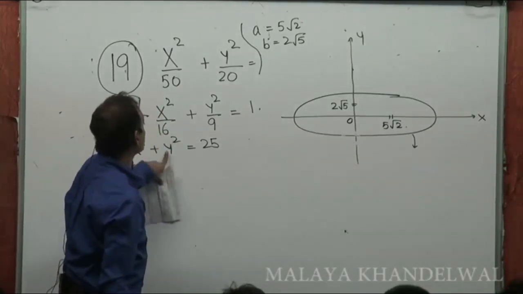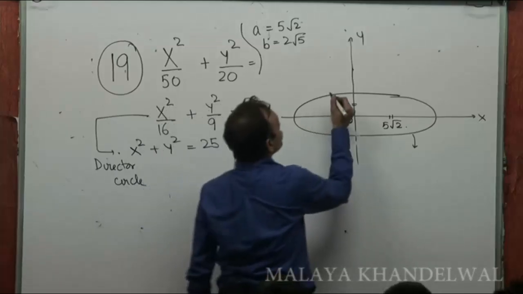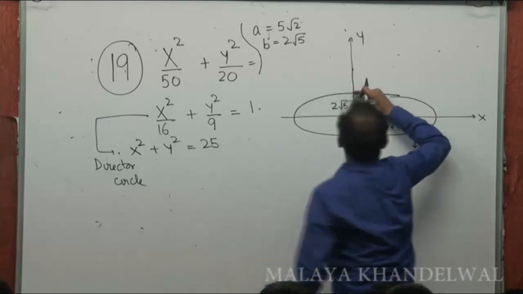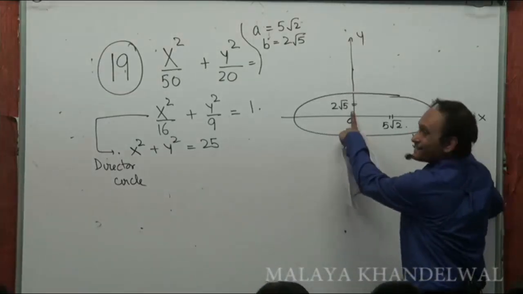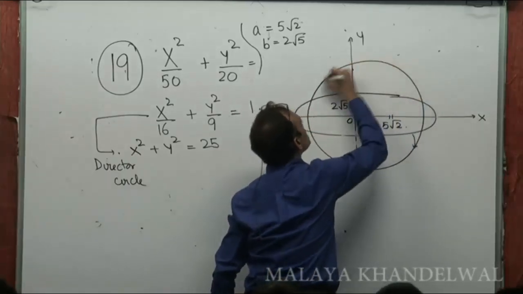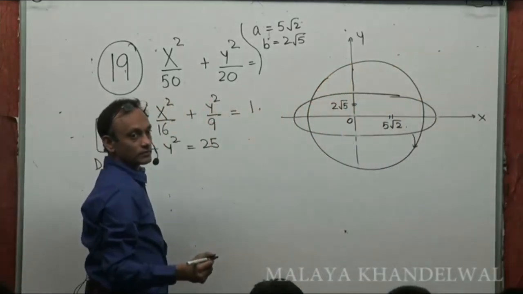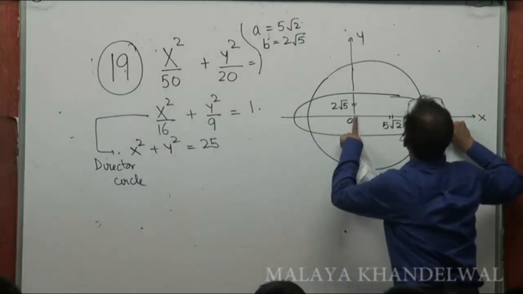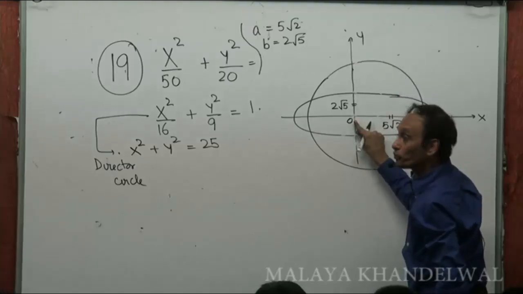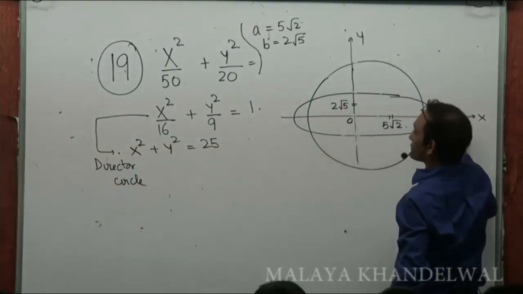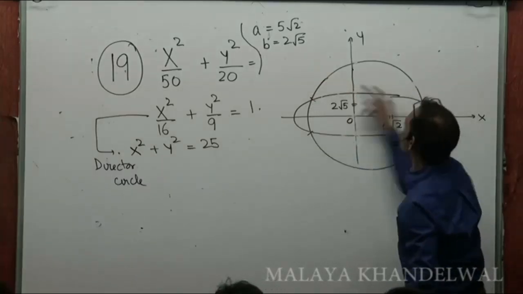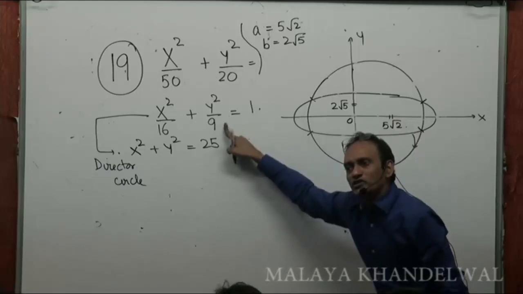Now, this circle x square plus y squared equal to 25, if you draw it, its radius is 5, which is more than this, but less than this, right? So this would be a rough look of the circle with respect to this ellipse. The radius of the circle is less than 5 root 2, but greater than 2 root 5, center O. So then, on this ellipse, the points that lie on the director circle are 4.